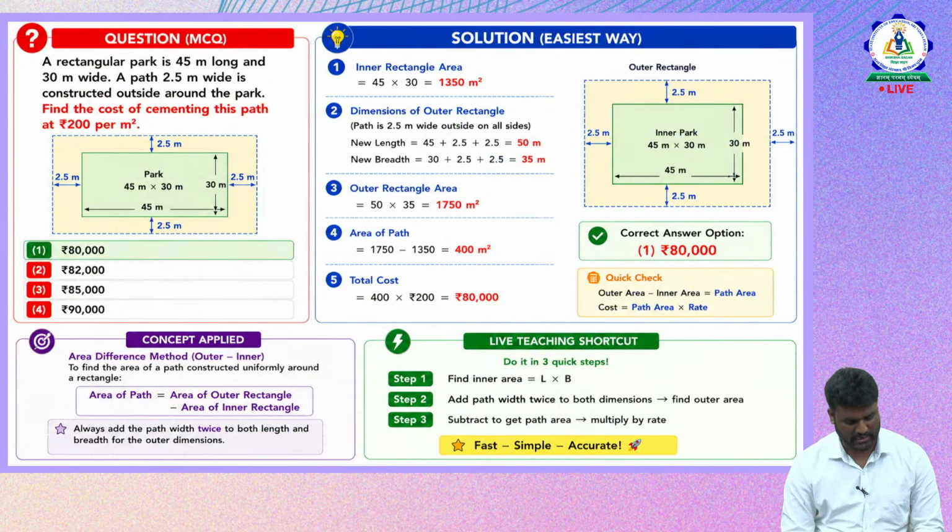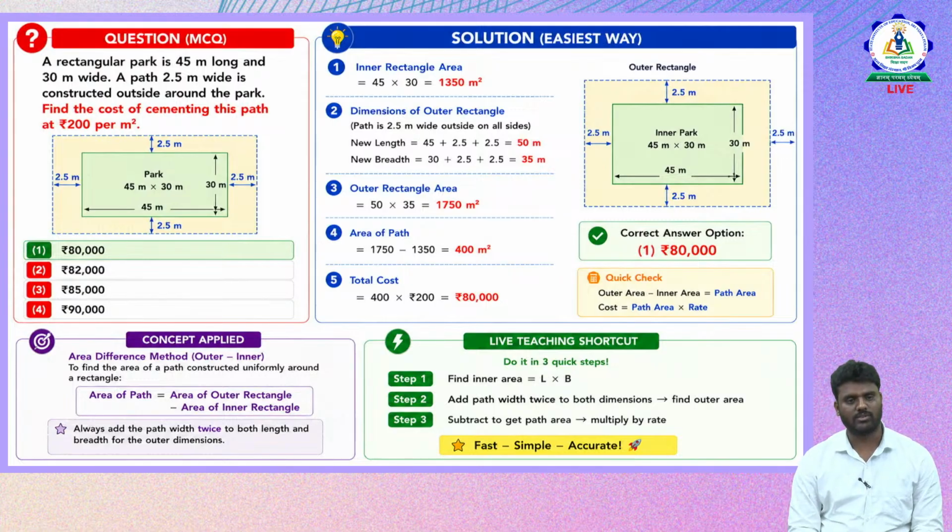Now the next question is: a rectangular park is 45 meters long and 30 meters wide. A path 2.5 meters wide is constructed outside around the park. Find the cost of cementing this path at 200 rupees per meter square. For the outer ring side of the park, we need to identify how much it will cost for the cementing.